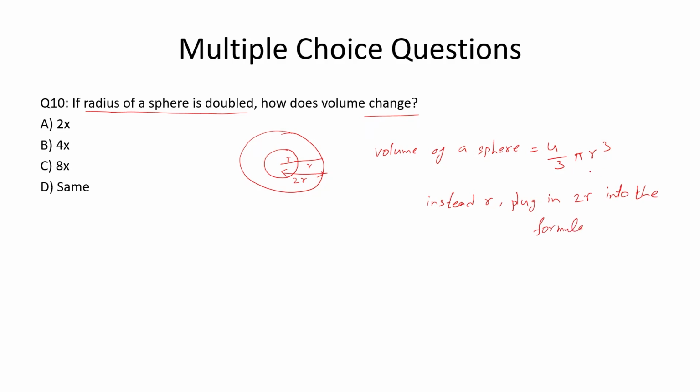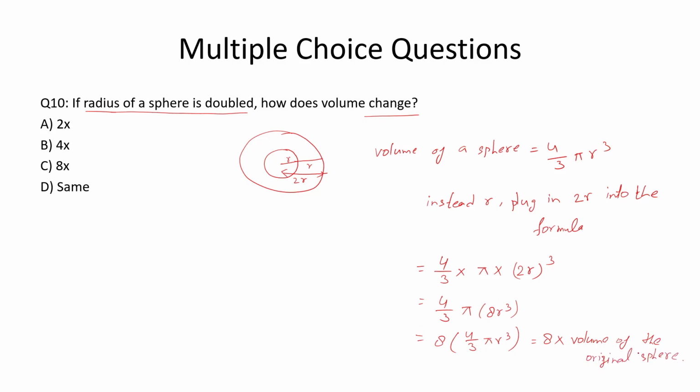So this is the formula for the volume of a sphere. Now they are doubling the radius. So what will happen to the volume? 4 by 3 stays as it is, because it is a constant, and pi stays as it is. Instead of r, you are plugging in 2r. So 2r cube. Now just try to solve it. 4 by 3 pi. 2 into 2 into 2 is 8r cube. So can I write it as 8 times 4 by 3 pi r cube? Isn't it? So it is 8 times the volume of the original sphere.